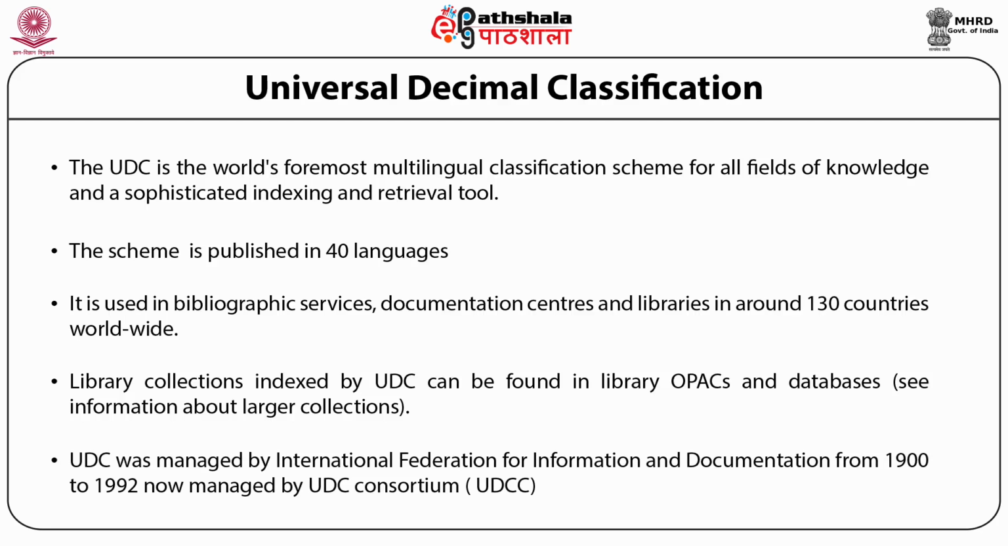UDC was managed by the International Federation for Information and Documentation from the year 1900 to 1992, but is now managed by the UDC Consortium, which is popularly called UDC-CC. UDC was developed by two Belgian bibliographic persons named Paul Otlet and Henri La Fontaine at the end of the 19th century. Its arrangement is based on the decimal system, which we have already seen in the Dewey Decimal Classification.